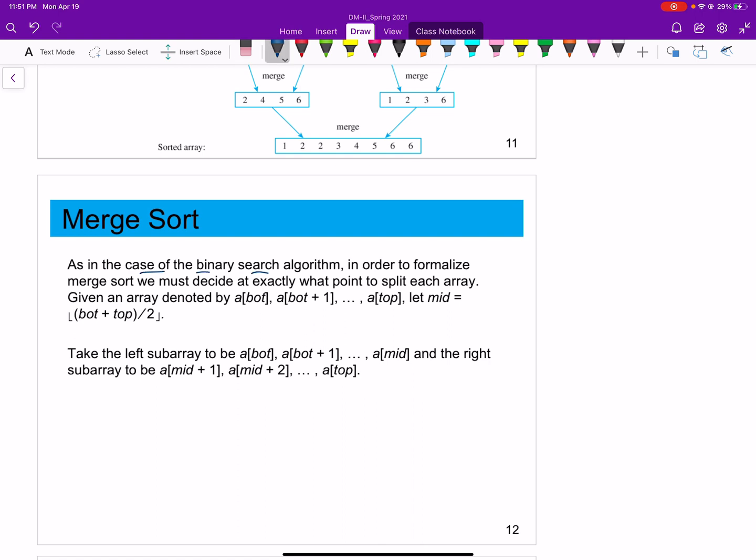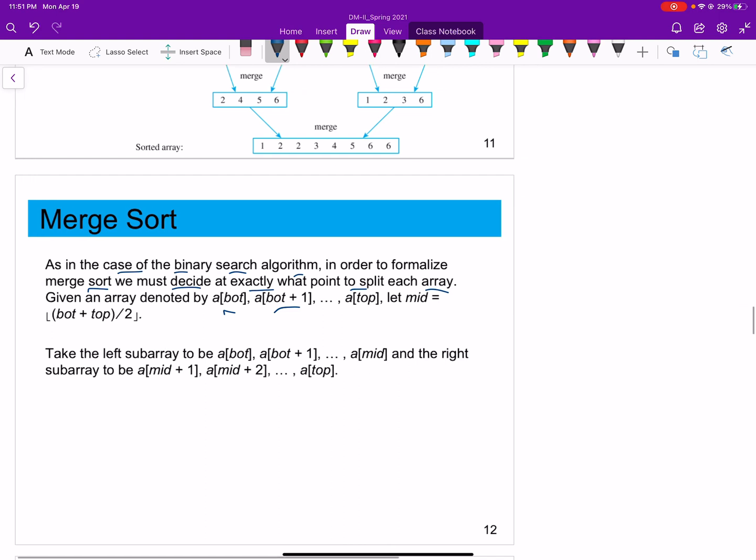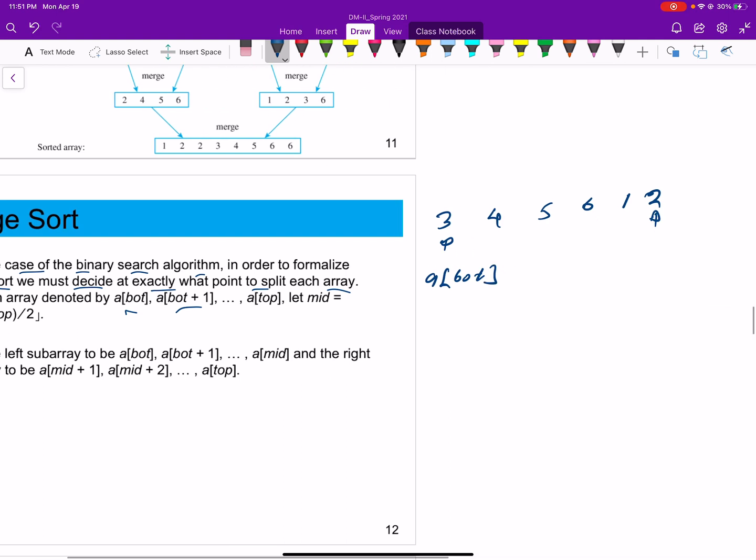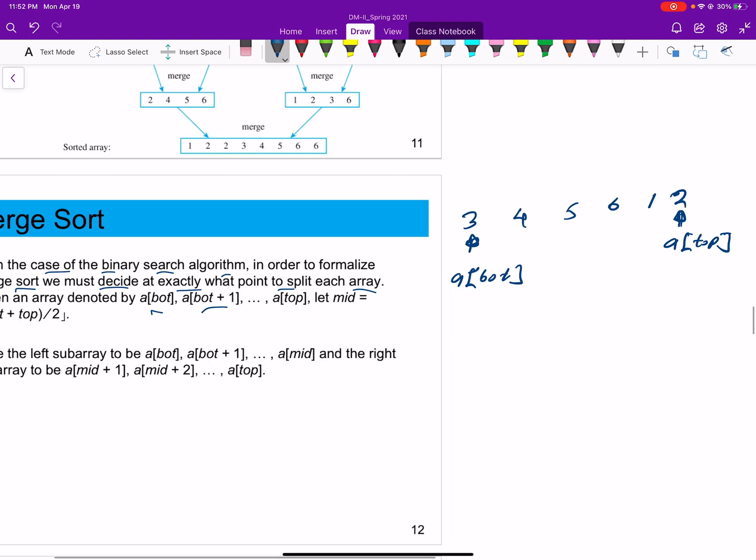As in the case of binary search algorithm, in order to formalize merge sort, we must decide at exactly what point to split each array. Given an array, the first element is denoted a of bot, followed by a of bot plus 1, dot dot dot, a of top. So these are the elements, maybe 3, 4, 5, 6, 1, 2, like that. This is a of bottom, and this is a of top. The first element is a of bot and the last element is a of top.